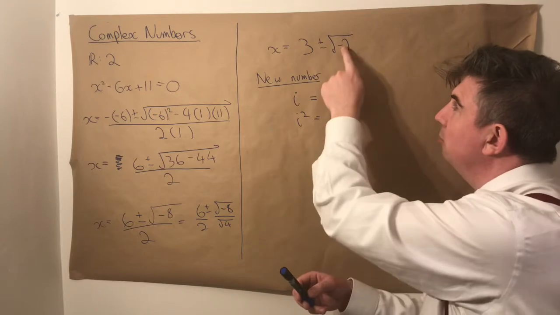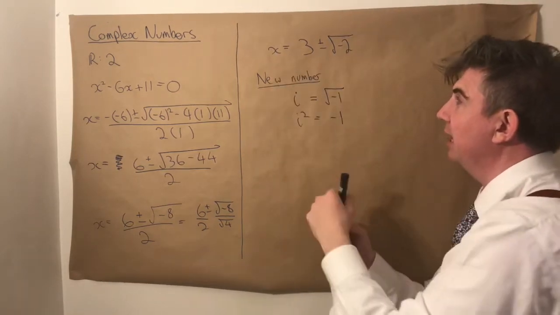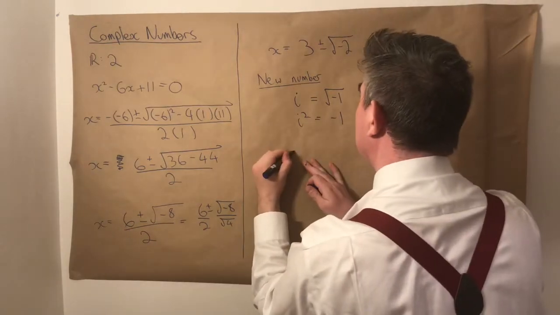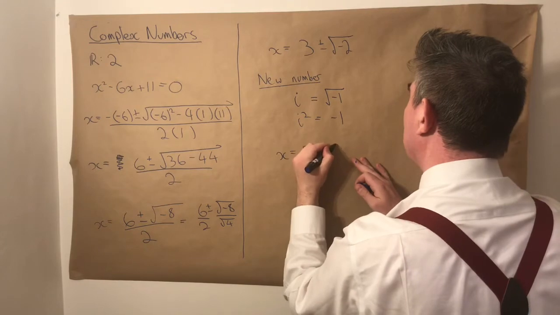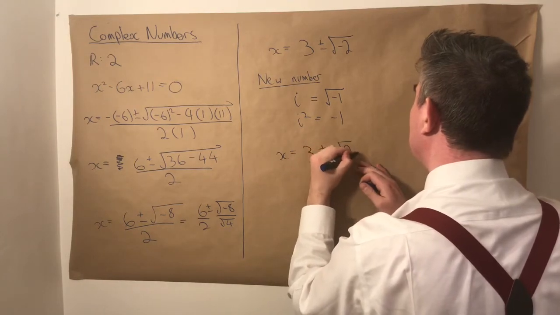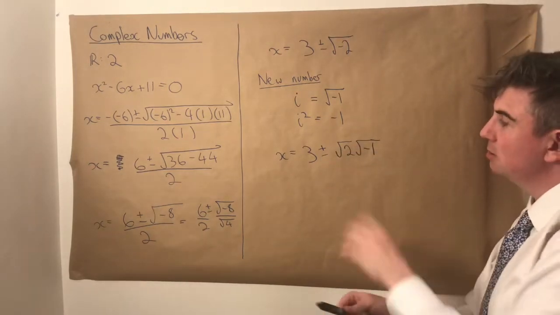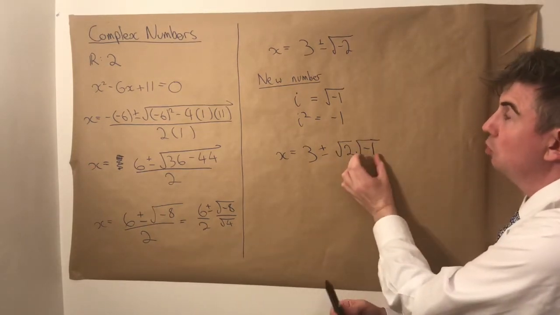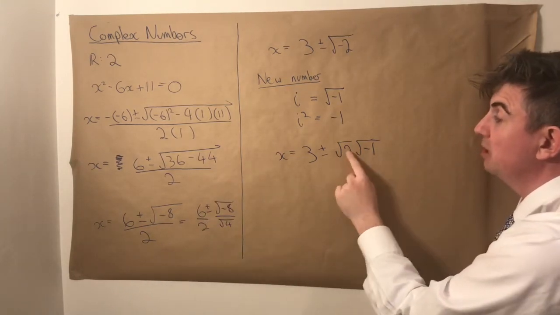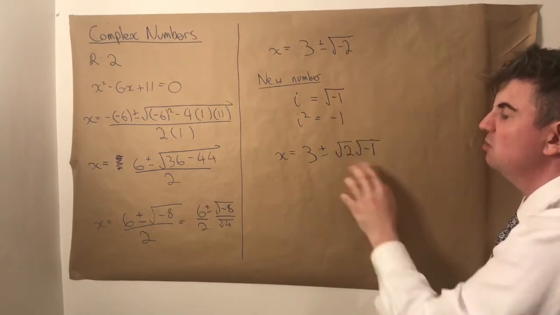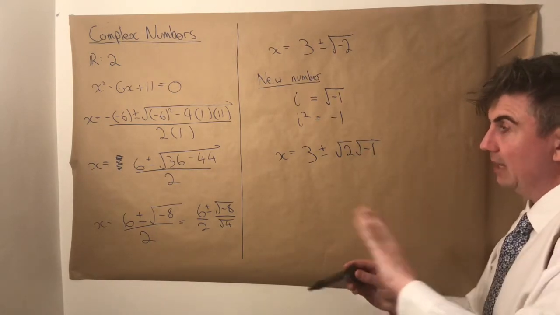So I can go back up here, and I can write this line up here again as x is equal to 3 plus or minus the square root of 2 multiplied by the square root of minus 1. So I'm multiplying the square root of 2 by the square root of minus 1. And just like I could combine the square roots here, I can combine the square roots here to be a product. So 2 times minus 1 is minus 2. So everything is good. So that's all fine.